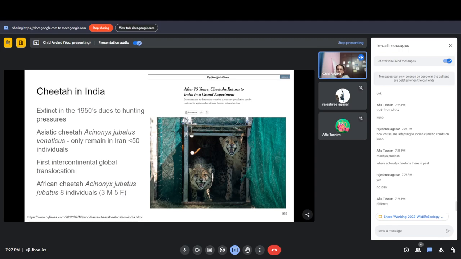So this is the first intercontinental global translocation. It can't be classified as a reintroduction, it is a translocation where another species has been brought into the country, right? And I think there are several parameters, and the discussion can be never ending on various factors why the cheetah introduction was done. But can someone talk about, can you tell me about the habitat? Is the habitat the same for cheetahs that have been translocated from Africa to India?